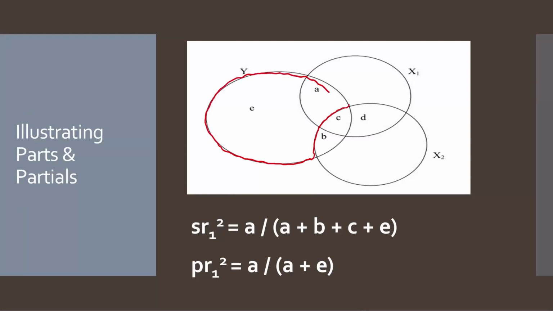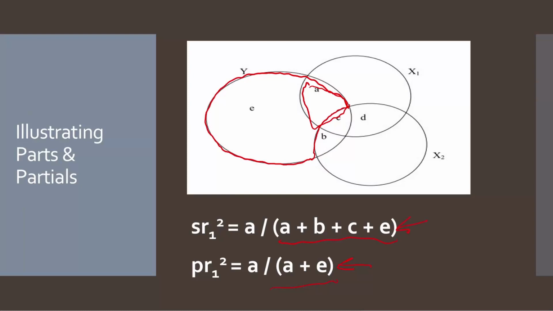And so, clearing the picture here and trying again, here is the portion that remains of variation of y after x2 has been removed. I'm now looking at the variation of x1 with y after x2 has been removed. So note that the denominator here for a partial is only the a plus e sections, that is, after we've removed x2.